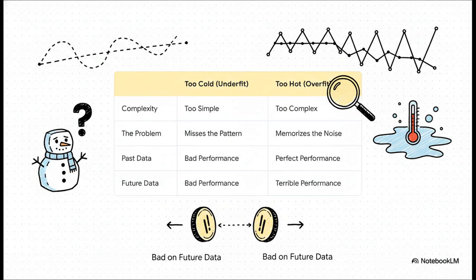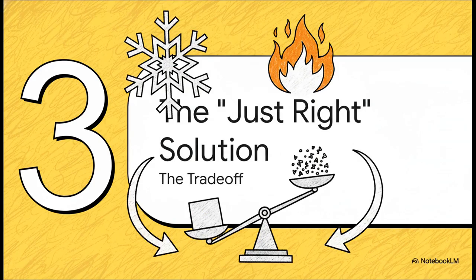They're just two different ways to be wrong. Okay, so if too cold is a failure and too hot is a failure, then how in the world do we find what's just right? Well, the answer is in understanding that there are these two competing forces at play, two different kinds of error that are always in a tug of war.